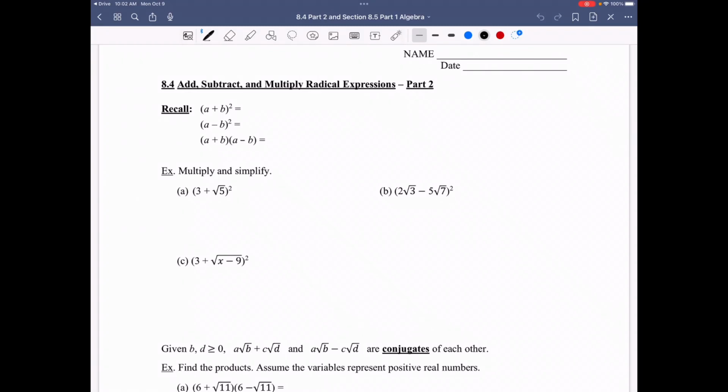Hello algebra students, this is 8.4, add, subtract, and multiply radical expressions, part 2.